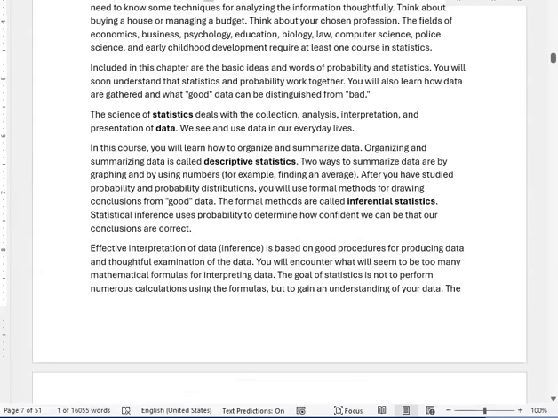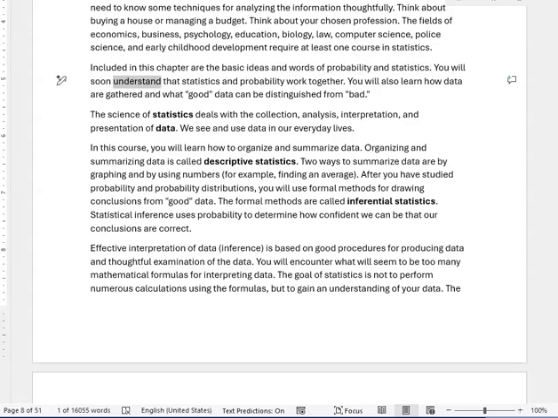Since you will undoubtedly be given statistical information at some point in your life, you need to know some techniques for analyzing the information thoughtfully. Think about buying a house or managing a budget. Think about your chosen profession. The fields of economics, business, psychology, education, biology, law, computer science, police science, and early childhood development require at least one course in statistics. Included in this chapter are the basic ideas and words of probability and statistics.